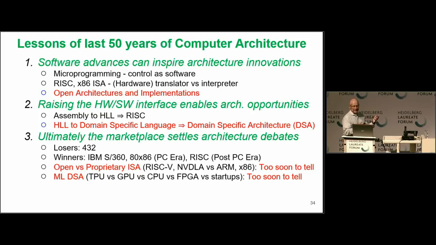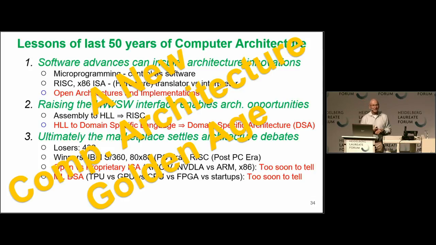And right now, IBM was a big winner, and the Intel architecture in the PC era and RISC in the post-PC era. Open versus proprietary instruction sets, which domain-specific architecture is going to win? Who knows? We'll find out in a few years. But it's a really exciting time in computer architecture, and we think it's going to be another golden age. And with that, I'm open to questions.